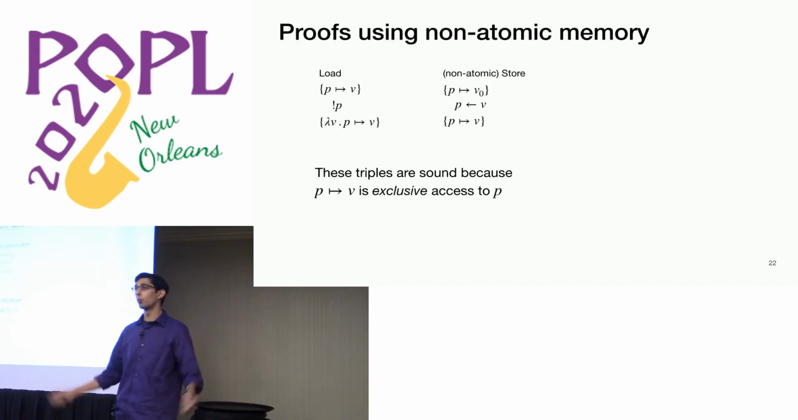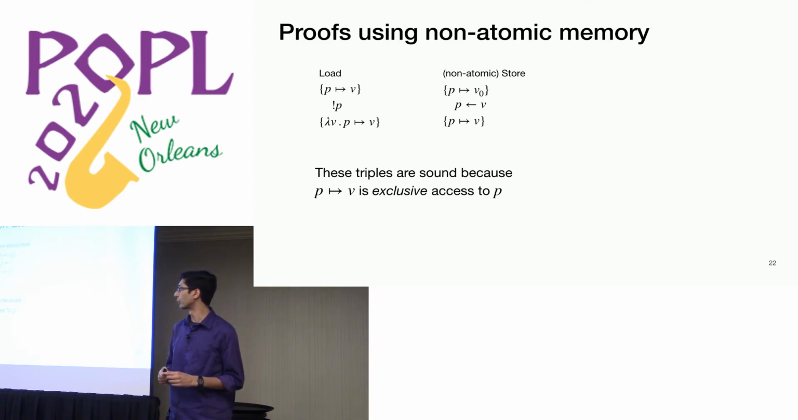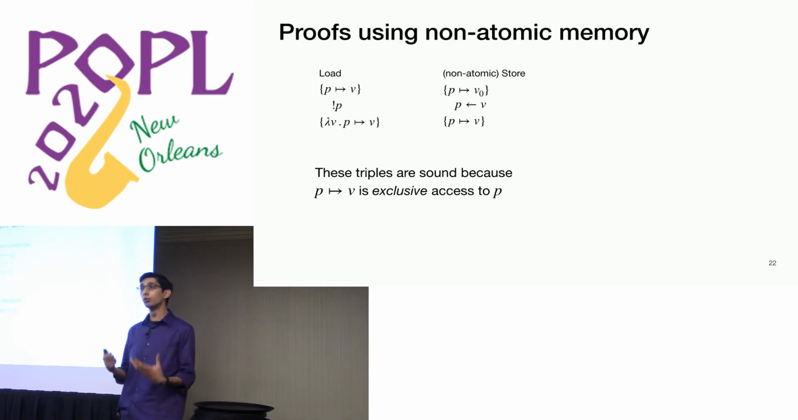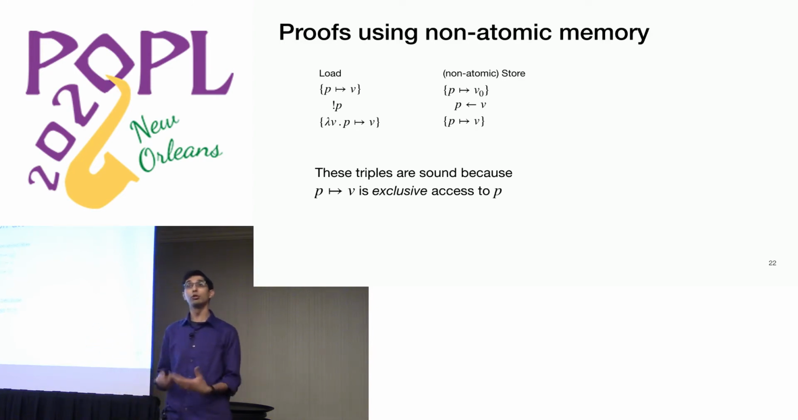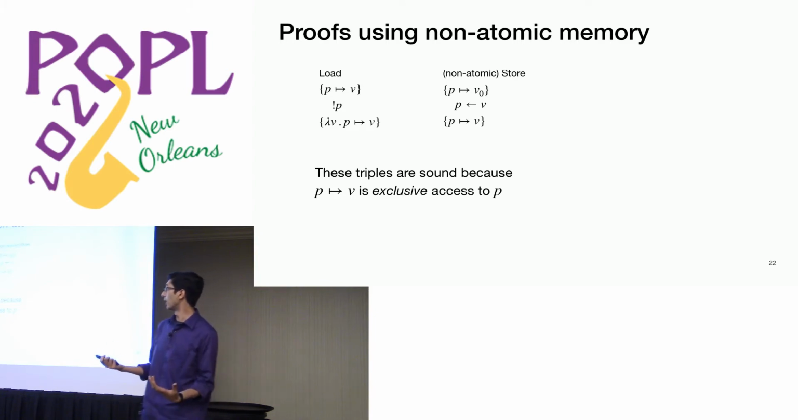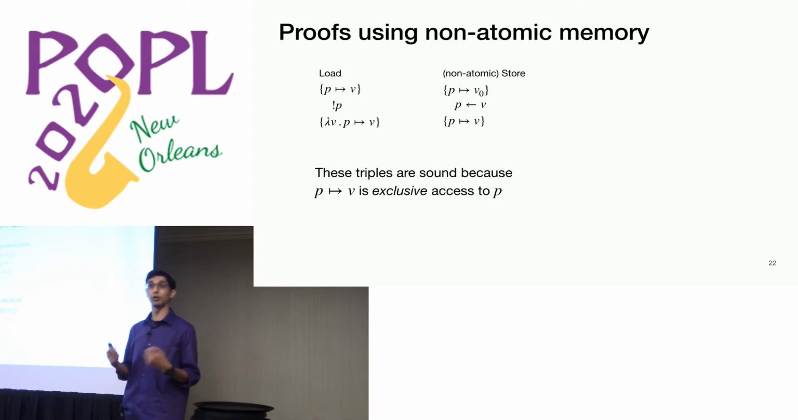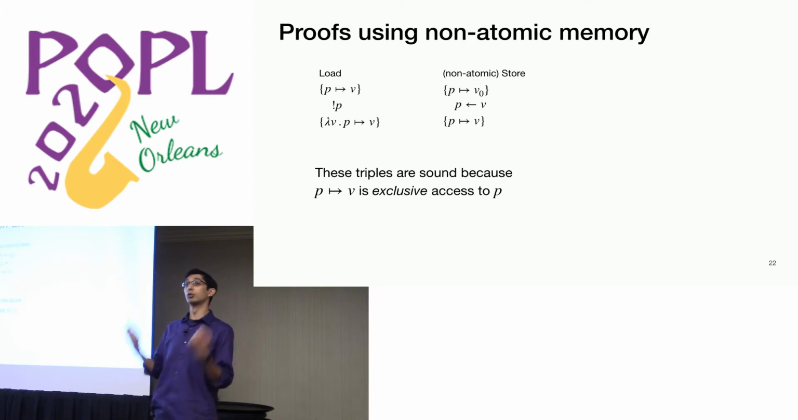So why does this work out? Why do these non-atomic stores work out? We're able to prove Hoare triples for loads and stores, which look like the standard ones. You have this points-to fact, and stores just update the points-to fact. The reason this works is because P points to V in concurrent separation logic represents exclusive access to P. You can think of it as being ownership of the current thread.